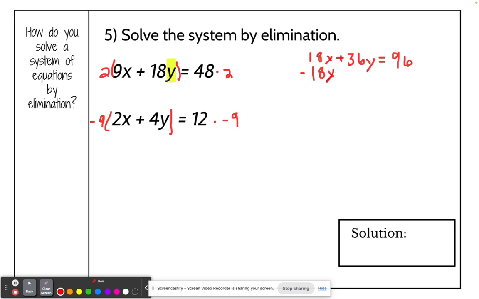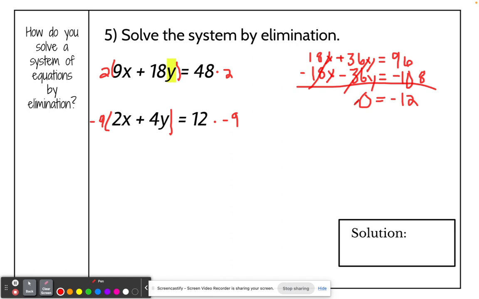Negative 9 times 4y is negative 36y. And negative 9 times 12 is negative 108. And again, I can see I have a positive 18x and a negative 18x, so this cancels out. 36y and negative 36y cancel out. I'm left with 0 on the left side. And on the right side, I have 96 and negative 108. This would be negative 12.